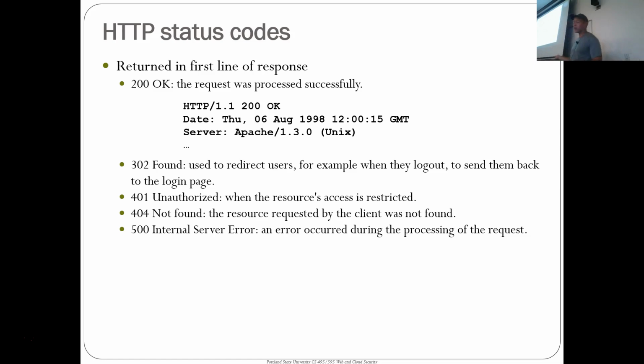And then the last set of codes are the 500 series, meaning that something happened on the server that caused it to crash. So if you were in the cloud class and you built a buggy Python app as your web application and it crashed, you would get a 500 error on the client back from the server. Okay.